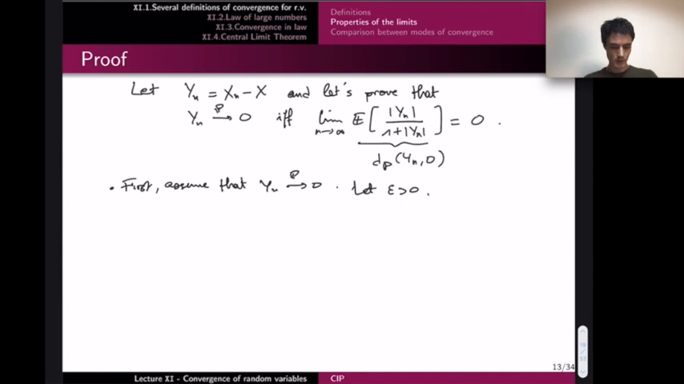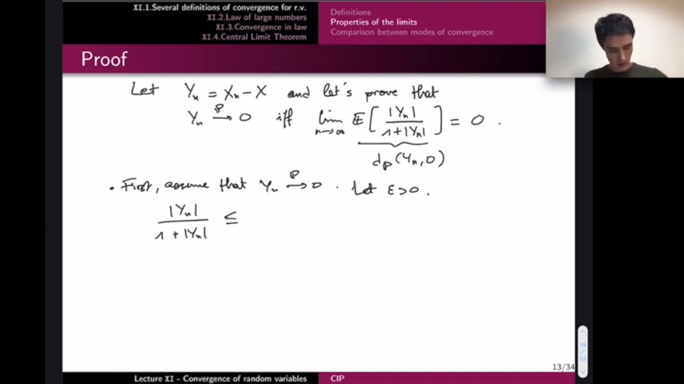Okay, remember what I know. So Yn, I want to prove that this expectation goes to 0. So Yn divided by 1 plus Yn. Here I want somewhere to appear the event that the absolute value of Yn is greater than epsilon. Okay, because I know that the probability of this event goes to 0. So I want to see it appear somewhere, so I will introduce it.